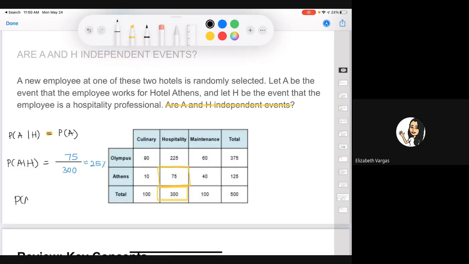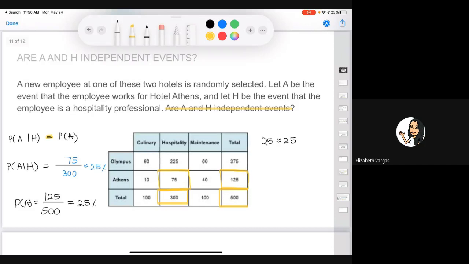Then I want the probability of Athens. That is equal to the total number of people who work, 500, and then those who work at Athens alone, 125. And that is also equal to 25%. Because these both are equal to 25%, then those two are equal, and so those two events are independent. Okay, so in order for events to be independent, I want to make sure that my probabilities are equal.